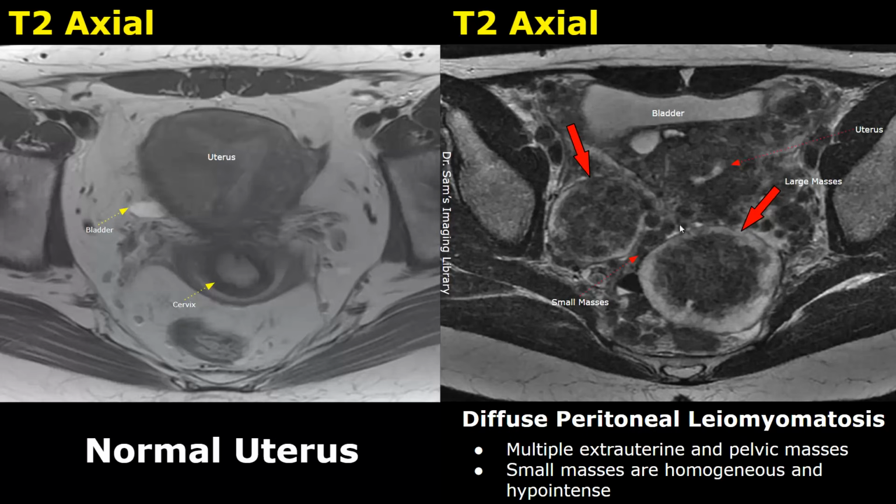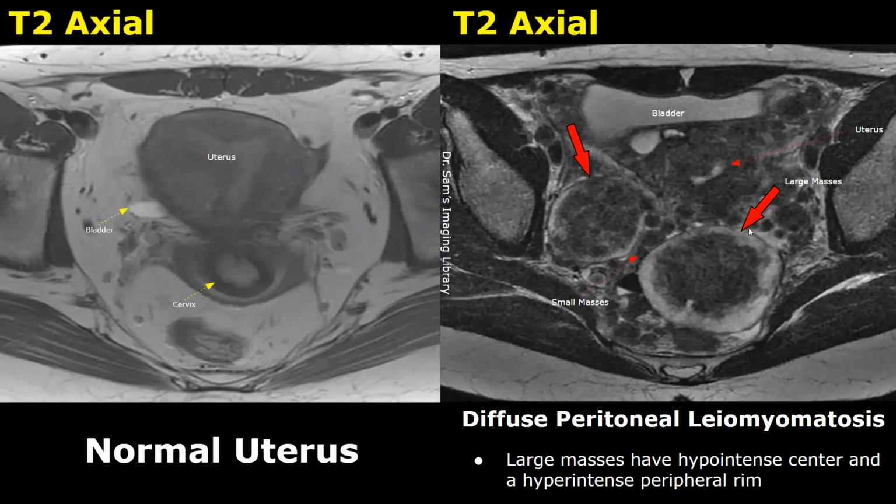Some masses are small and some are large. Usually the small masses appear homogeneous and hypointense. The large masses have hypointense center and a hyperintense peripheral rim. This is the uterus over here, and this hyperintense structure is the bladder.